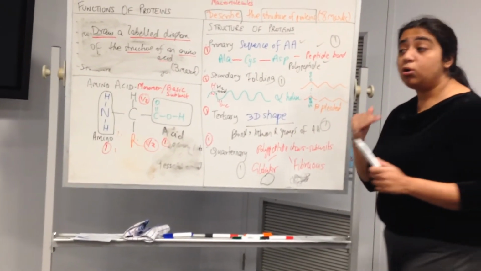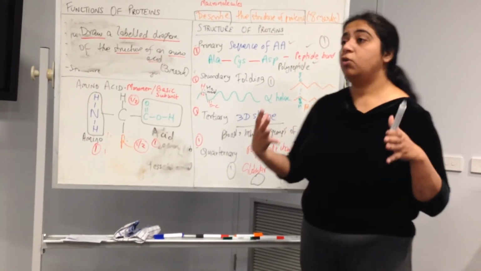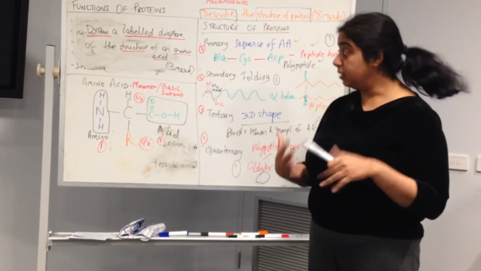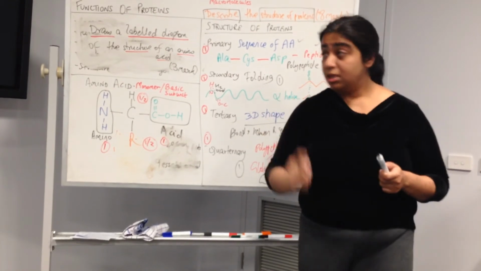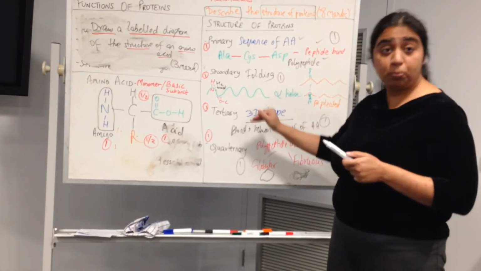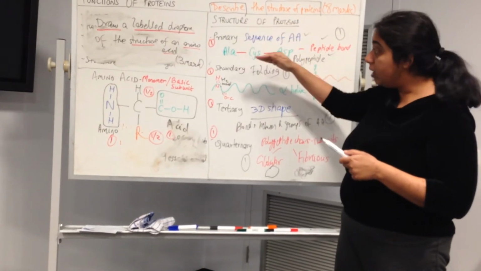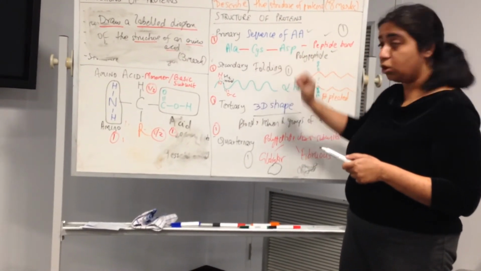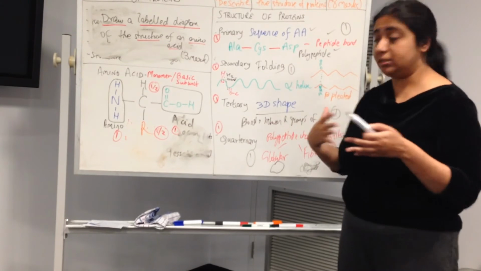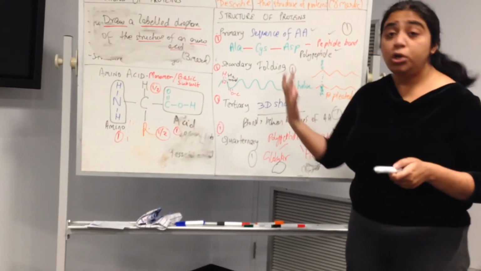Draw diagrams, but I would also highly recommend, if you're getting a little bit overwhelmed about how to structure this answer, you can do it in 2 ways. You can do it through dot points like this. You can say primary, secondary, tertiary, quaternary, and add your 1 or 2 sentence descriptions as dot points. You can add them in proper sentences as well. That's absolutely fine.